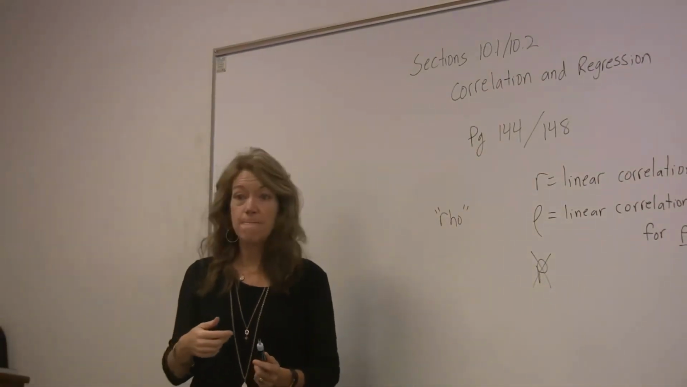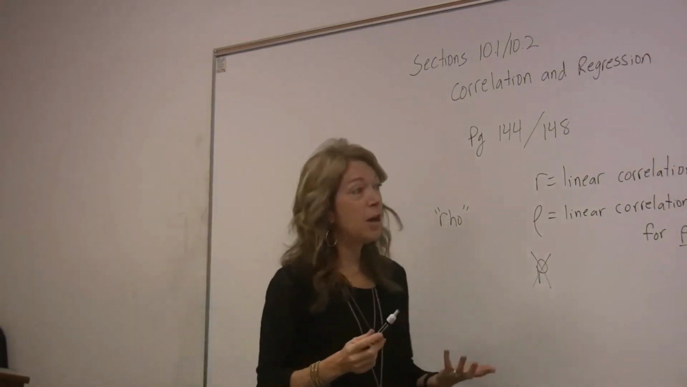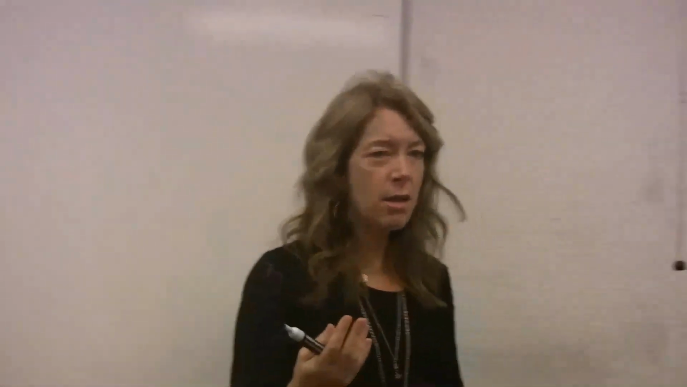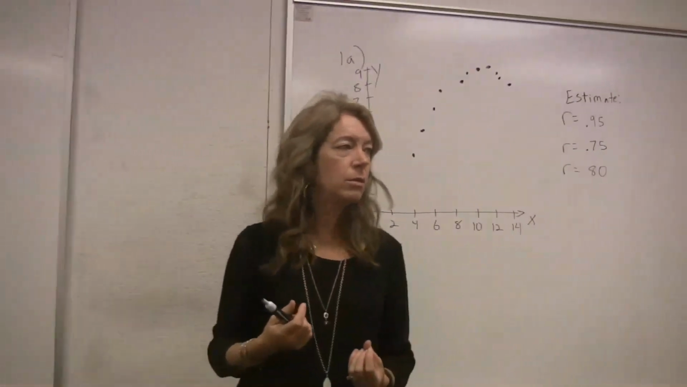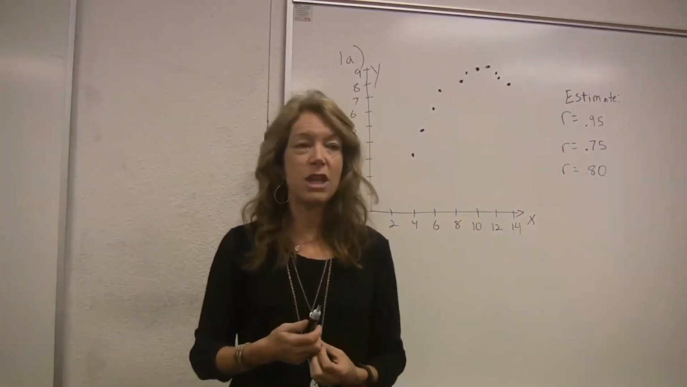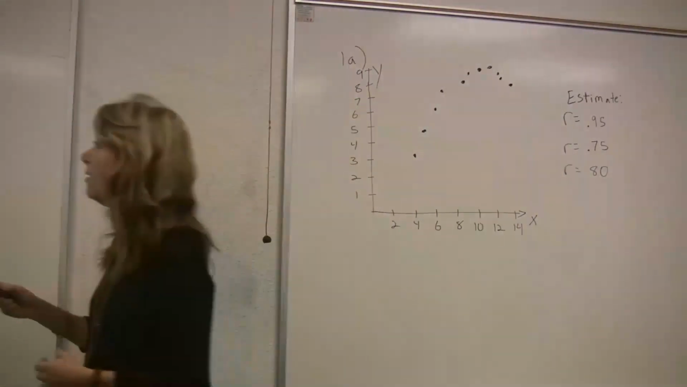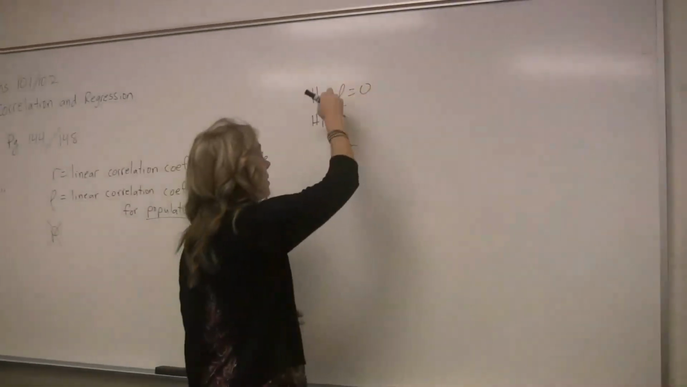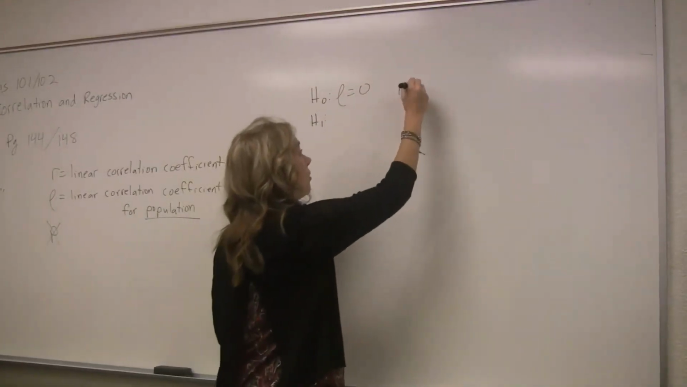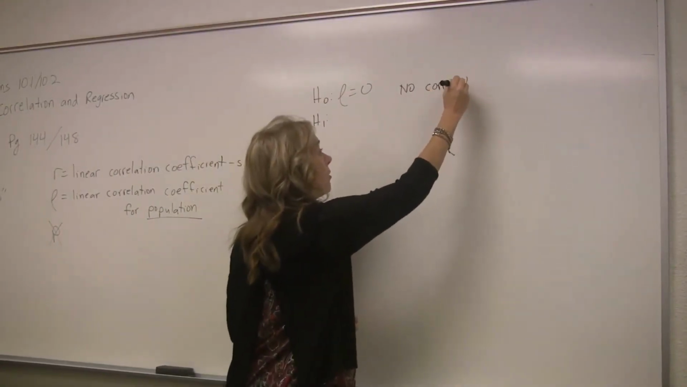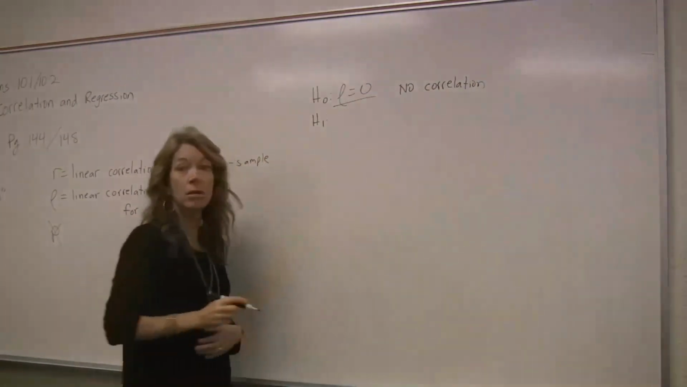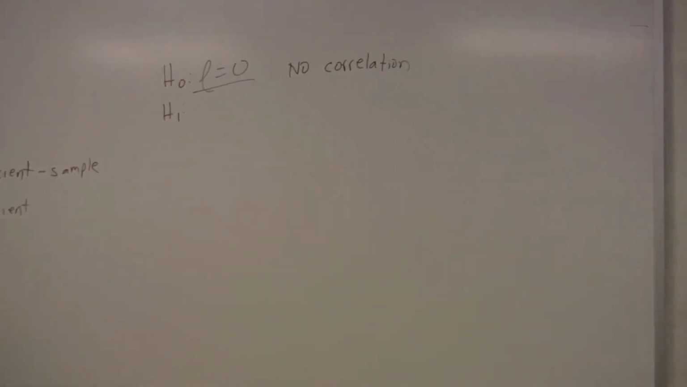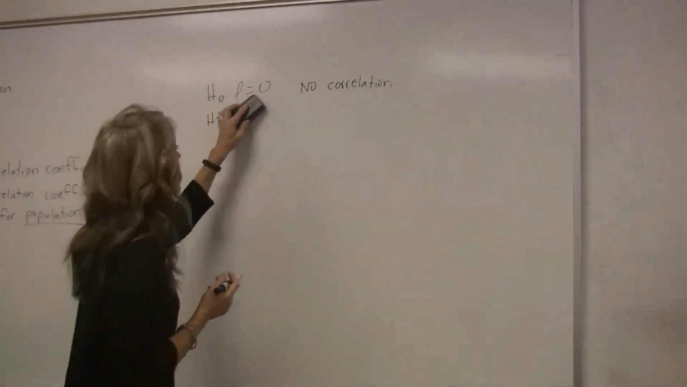Is what I'm talking about okay there? So the claim is always going to be testing whether there's a correlation or not. If there's not a correlation, what will rho equal? If there's not a correlation, zero. That's what it means to not have a correlation. And since it's equal to 0, that's always going to be your H0. This means there's no correlation. Rho equals 0 means there's no correlation, just like R equals 0.